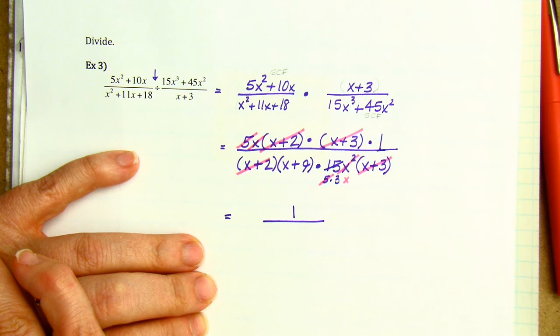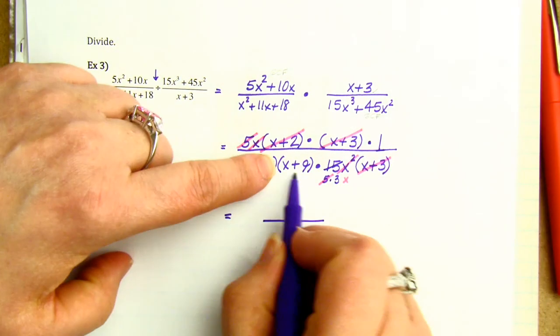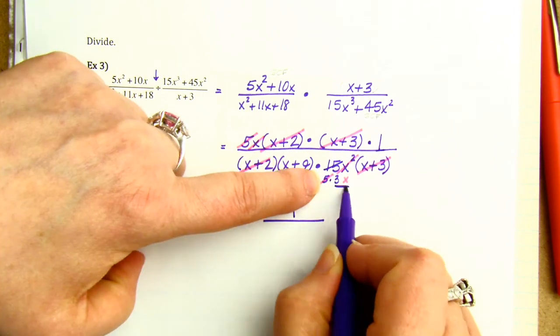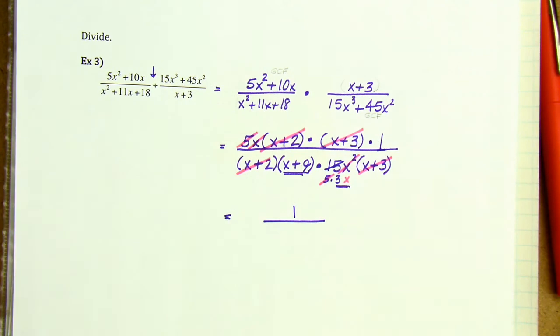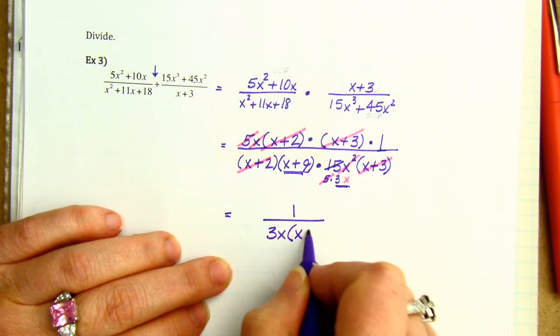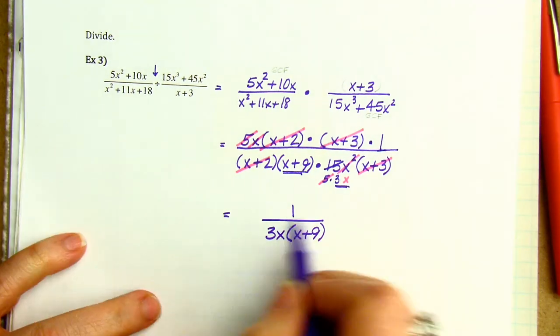What's left in the denominator? Well, I've got this is gone, this stays. That became that, and that went. These stay. Everything else is gone. So I've got 3x times quantity x plus 9. So that's my simplified answer.